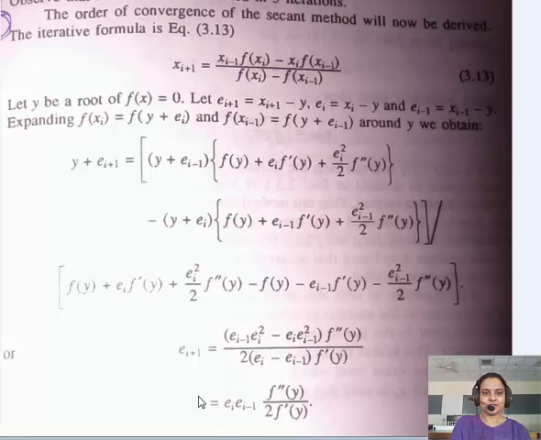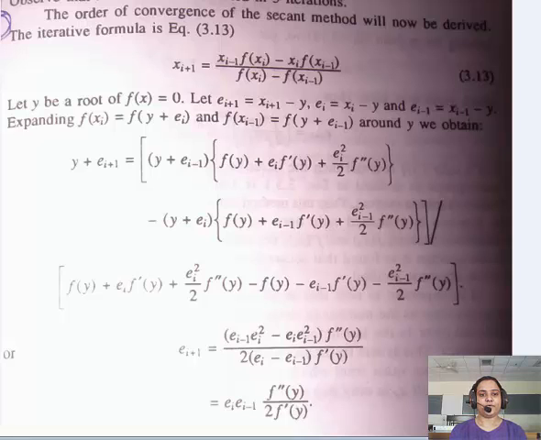Come to the next. Let y be a root of f(x) = 0. If y is the root of the equation f(x) = 0, then let e_{i+1} be equal to x_{i+1} minus y. e_{i+1} is the error of the (i+1)th iterate, equal to x_{i+1} minus y. e_i is equal to x_i minus y and e_{i-1} is equal to x_{i-1} minus y.